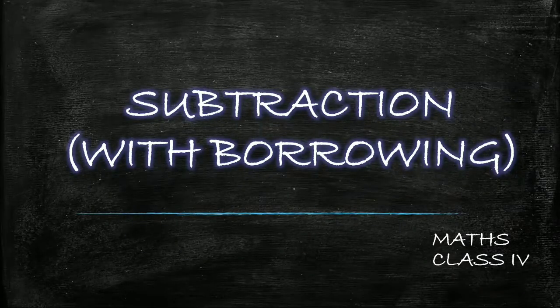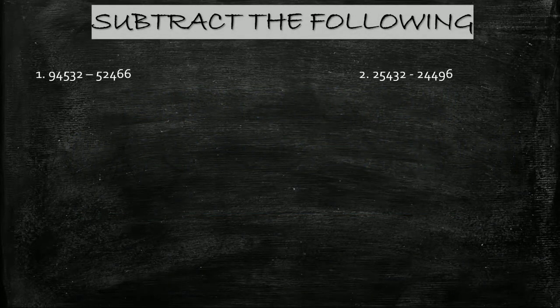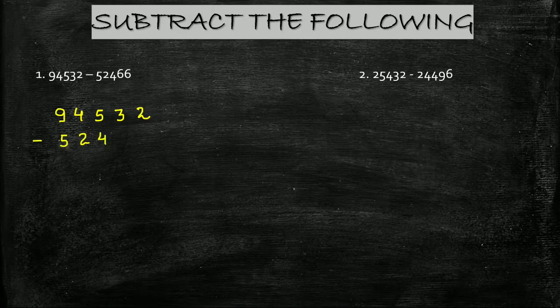Hello children, in today's class we will learn how to do subtraction with borrowing. For subtracting two numbers, the first thing we do is arrange the given numbers in columns. So here you can see the given numbers are 94,532 and 52,466. So arrange them in columns: 9, 4, 5, 3, 2 minus 5, 2, 4, 6, 6.